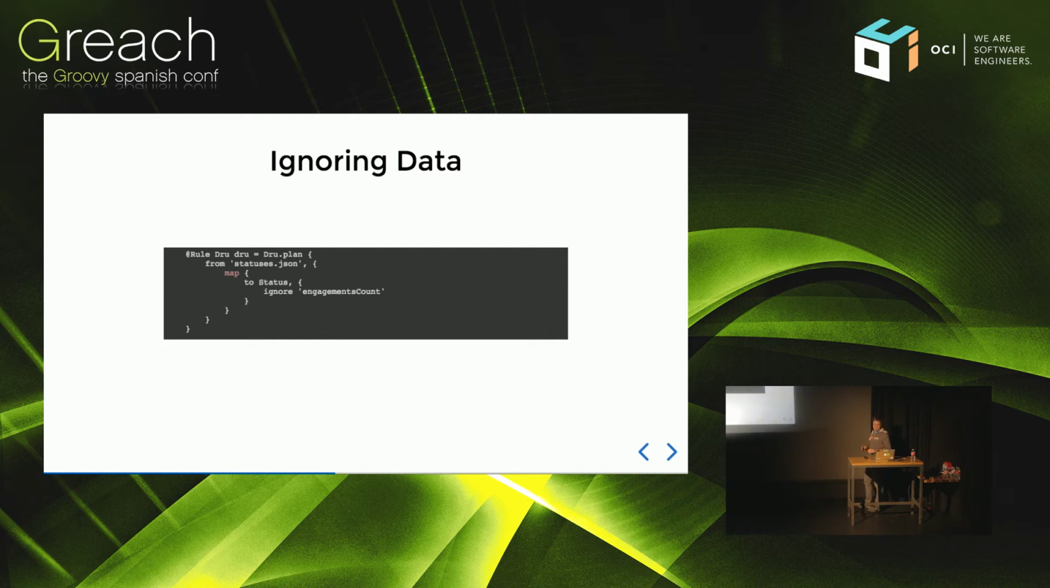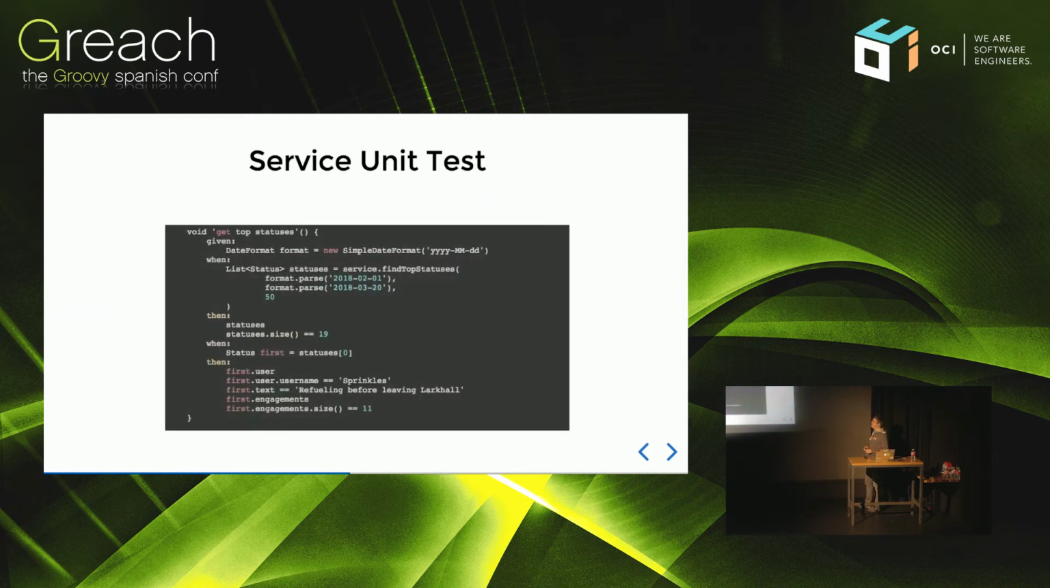You can find it in the doc. So once you have it, you can just add another method, which will use whatever is in the database loaded from Drew. And this is just a regular service unit test method. It finds top statuses, and it will return whatever you expect for the given data you loaded.